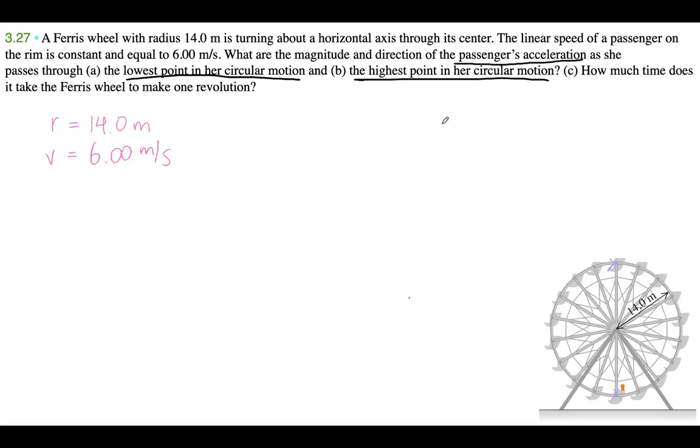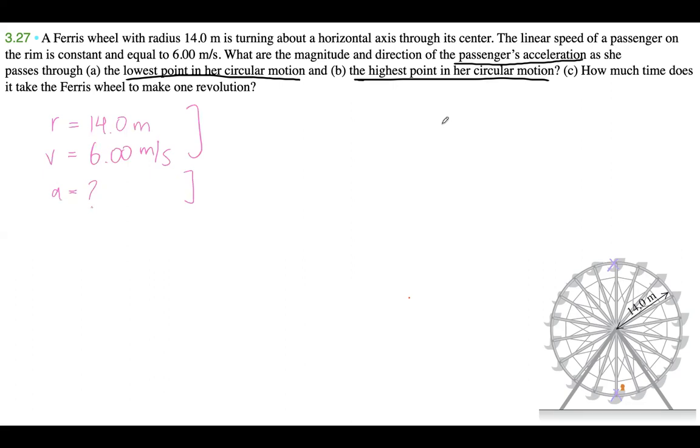Okay, so yeah, the speed is 6.00 meters per second. And what we're looking for is acceleration. Okay, so these are our knowns, and this is our unknown. This is what we're trying to find out.